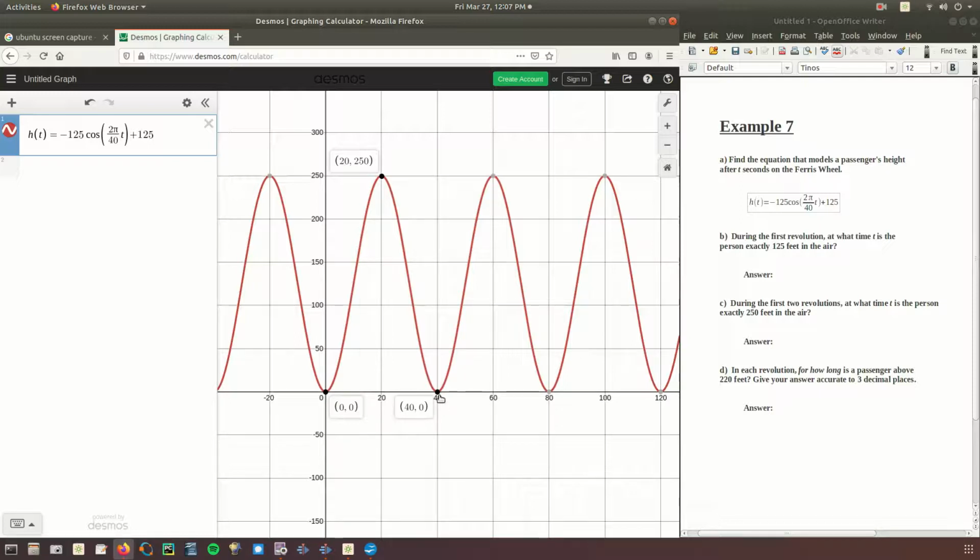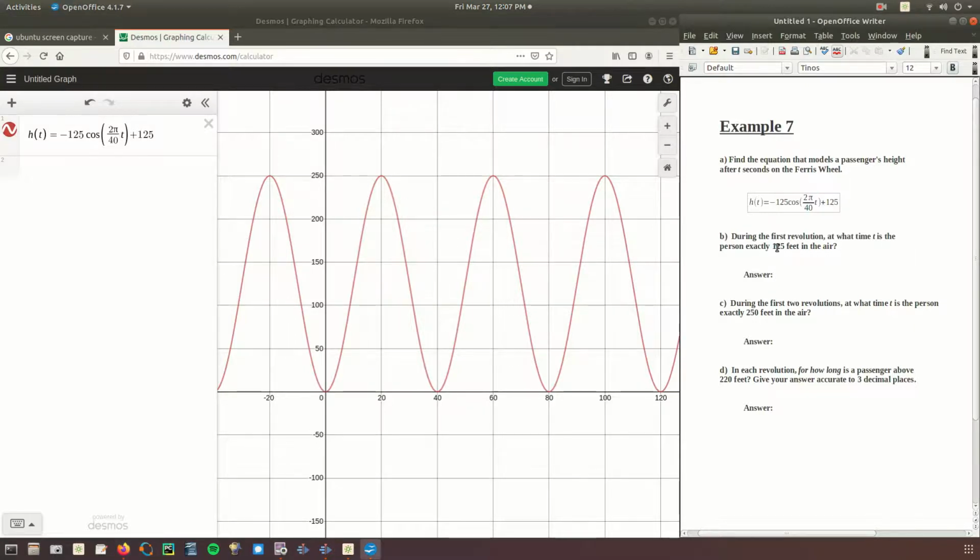That's good. We know that 40 seconds is how long it takes for us to complete 1 revolution on the Ferris wheel. So as far as validating our answer to part A, I now feel pretty good about this equation. It seems to agree with all the information that we've set up about the Ferris wheel. Now we can start answering our questions for part B, C, and D.